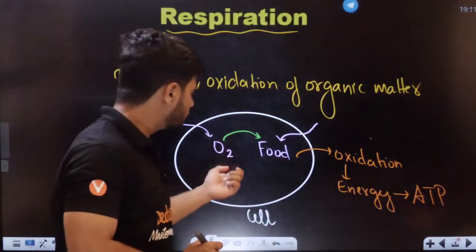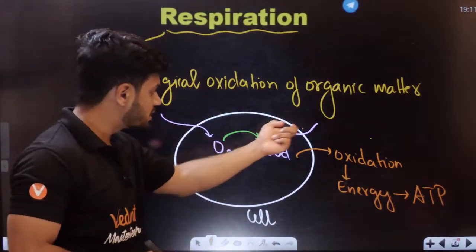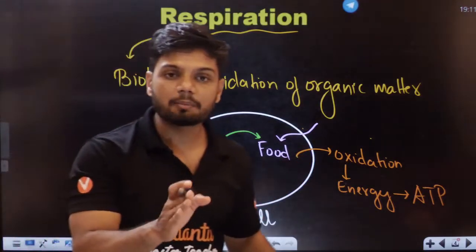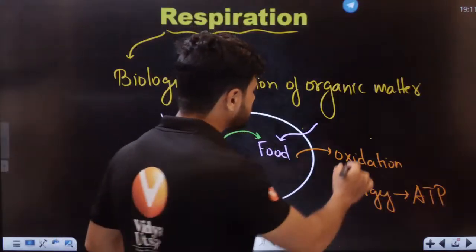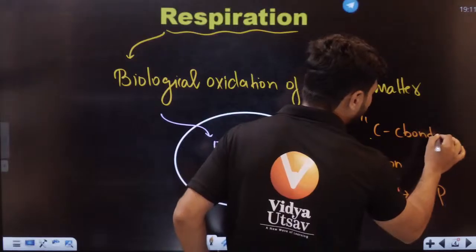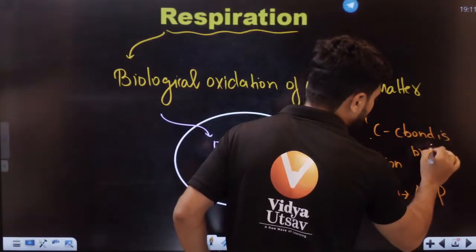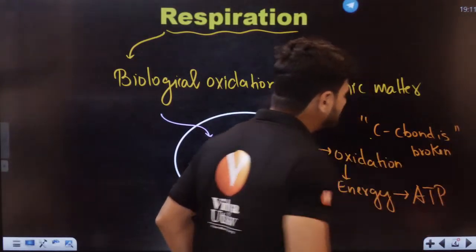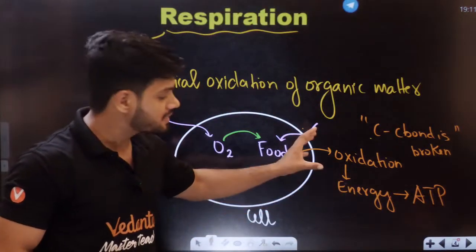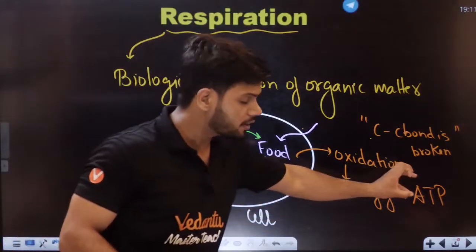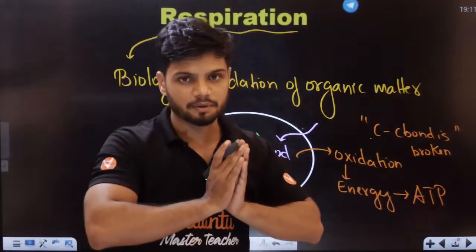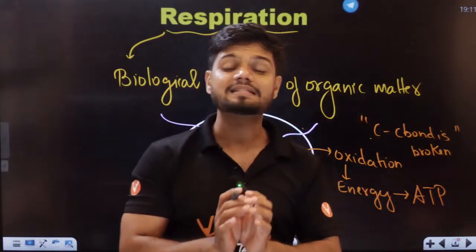So food is entering inside a cell. Oxygen is entering inside a cell. There is oxidation. That is basically the carbon-carbon bond is breaking here. The carbon-carbon bond is broken here in oxidation, and it gives you energy, and this entire energy is stored in the form of ATP. That is what happens inside a cell.